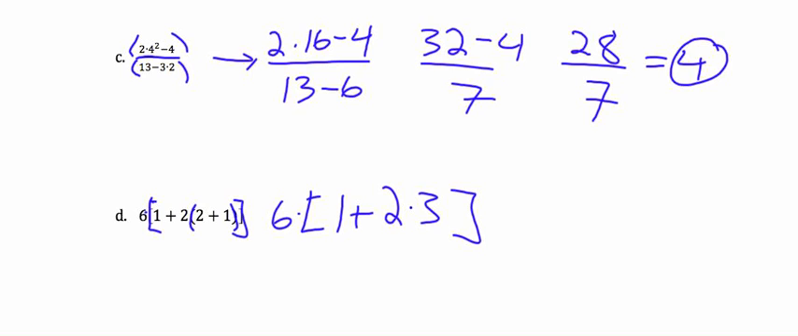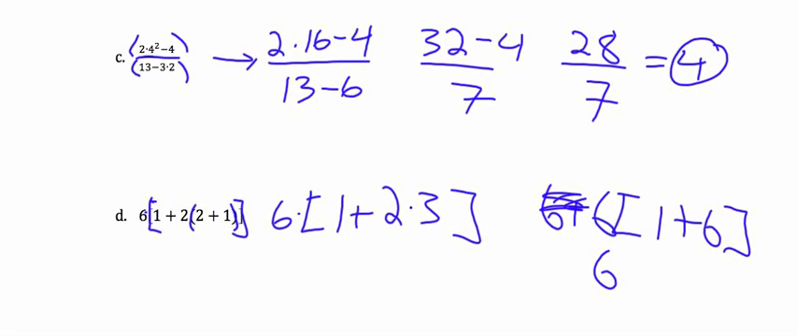Next, I need to follow order of operations in here. Oops, sorry about that. And I get 1 plus 6. Then I get 6 times 7, which is 42. So hopefully you got both of those right.